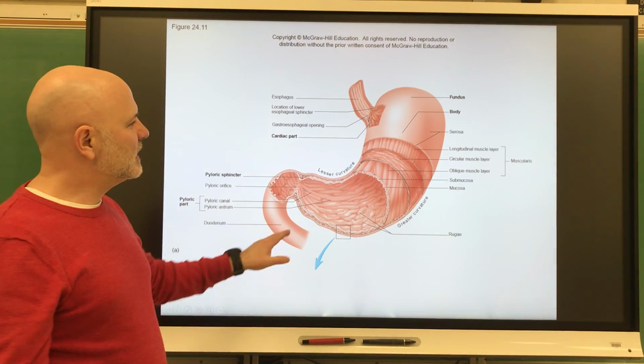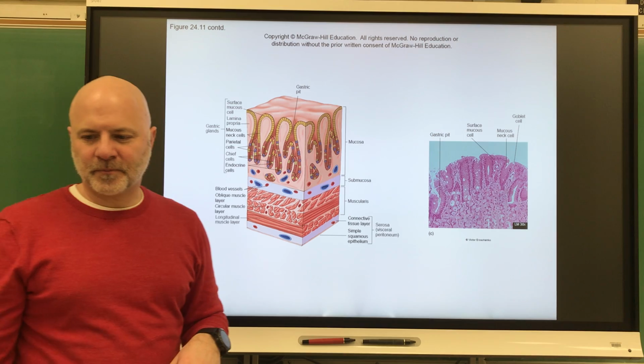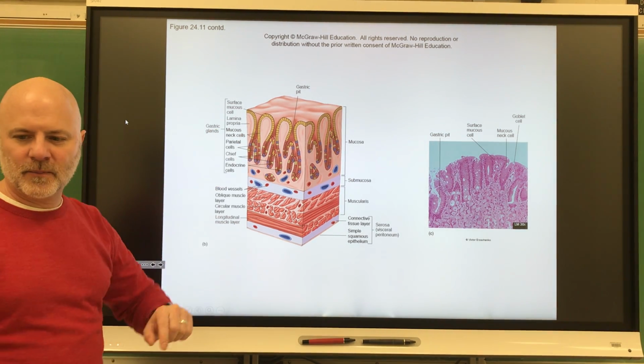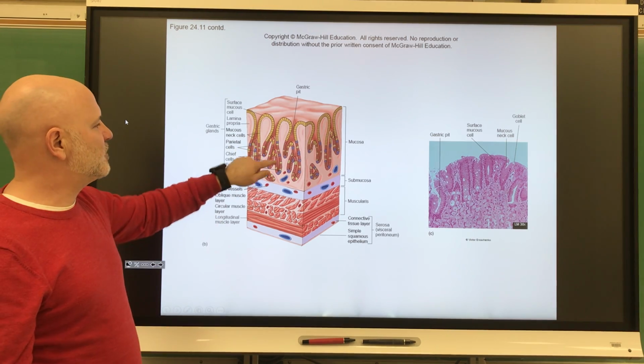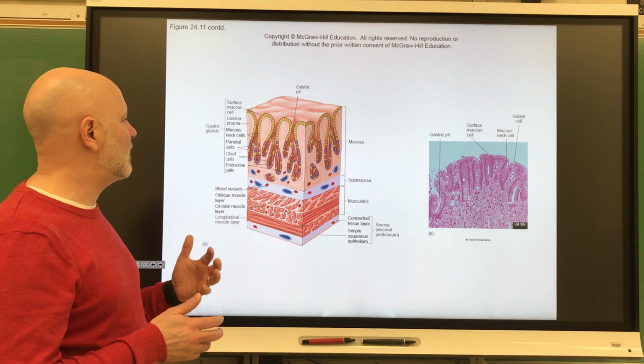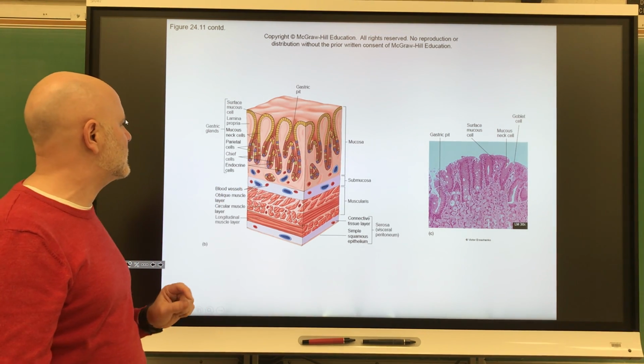All right, let's take a look at the microscopic anatomy. This is looking at gastric glands right here. The gastric glands produce gastric juices, and those gastric juices are made of a variety of secretions from these glands.